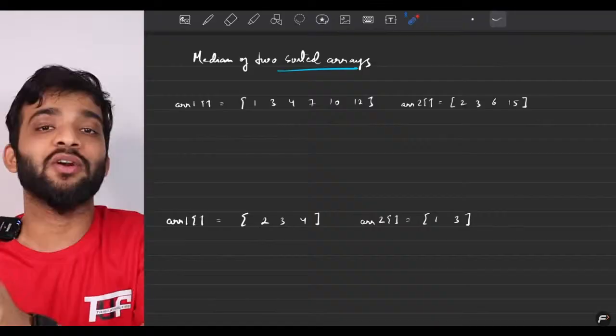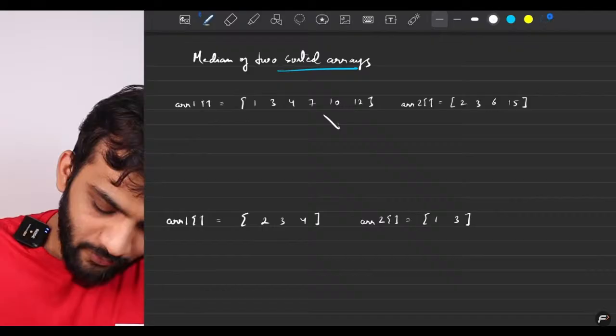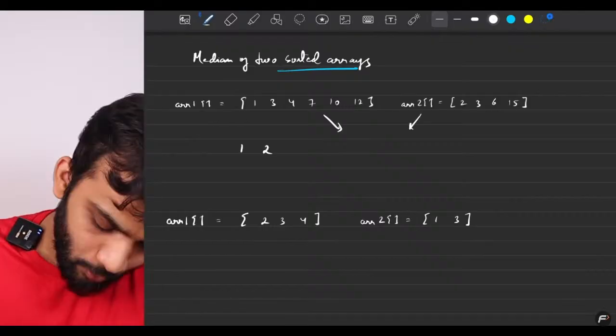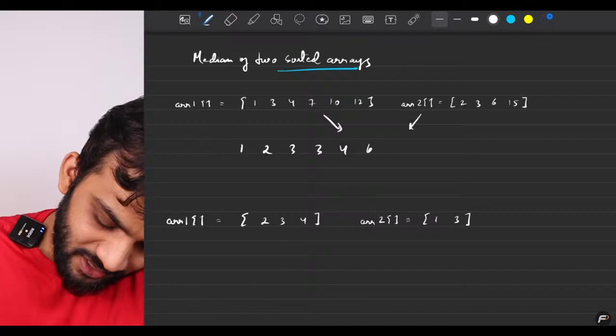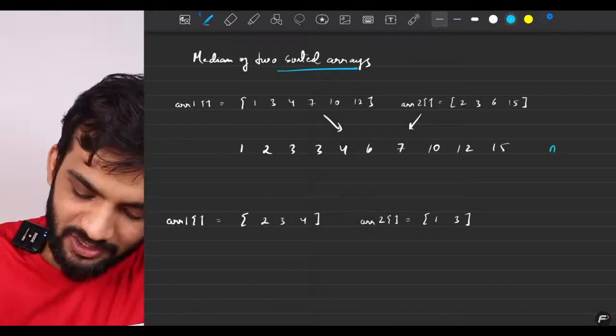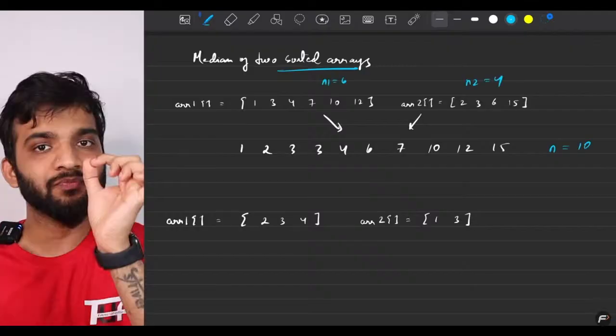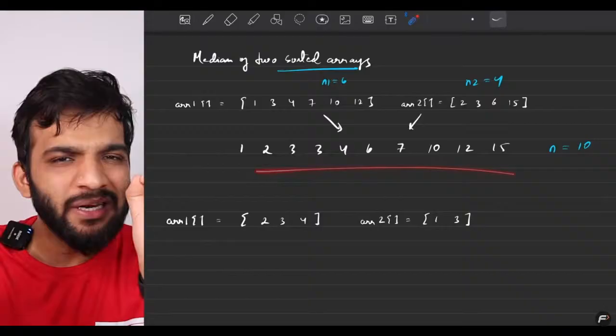What you have to do is take both of those sorted arrays and combine them. If I combine them, what I get is 1, 2, 3, 3, 4, 6, 7, 10, 12, 15. What is the total number of elements? The total number of elements in this case is 10. Why? Because n1 was 6, n2 was 4. So the total number of elements is 10, right? So if I try to find the median, can I find a median of 10 elements?